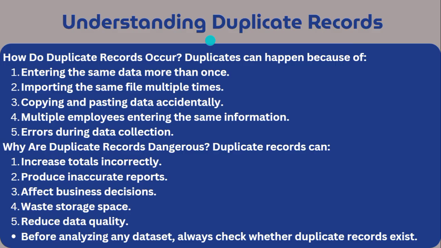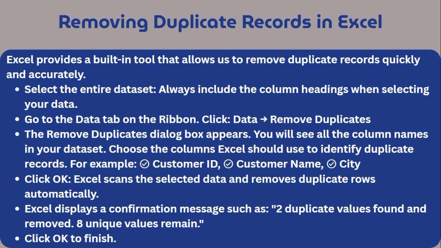So when you want to remove a duplicate record in Excel, what you need to do is select the entire data set. That's the first thing. When you are selecting that data set, always make sure you include the heading. Then go to the Data tab on the ribbon, click Data, then Remove Duplicates.